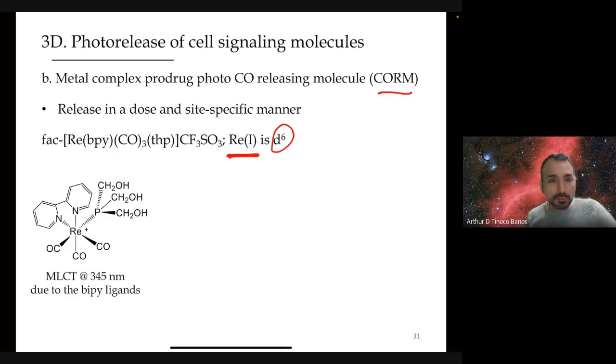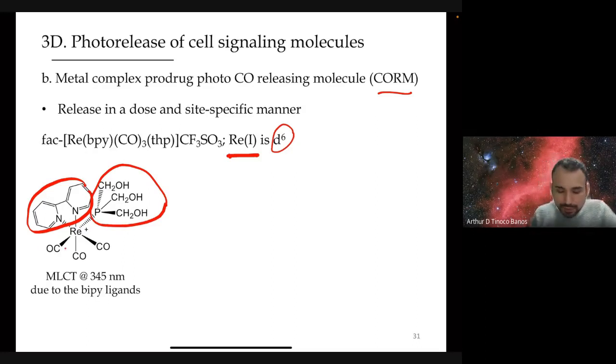All right, so look at the features of the compound. We already talked about the metal. We have a bipy ring. Okay. We have this phosphine group. We have these alcohols coordinated to it. And then you have the three carbonyl ligands.